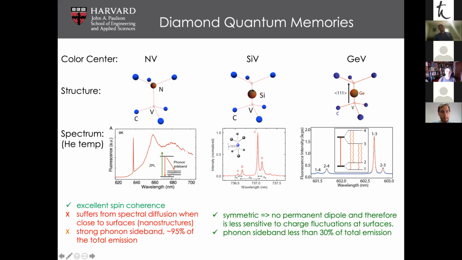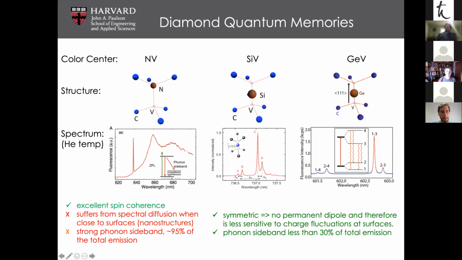And why these are really interesting is because they have inversion symmetry, and therefore they don't have a permanent dipole moment, and therefore are, to first order at least, not sensitive to charge fluctuations on the surface of diamond, which was one of the main reasons why the NV center was so unstable in nanostructures.